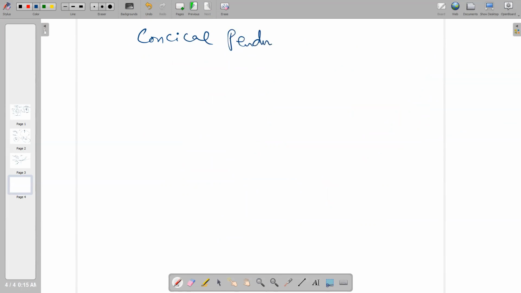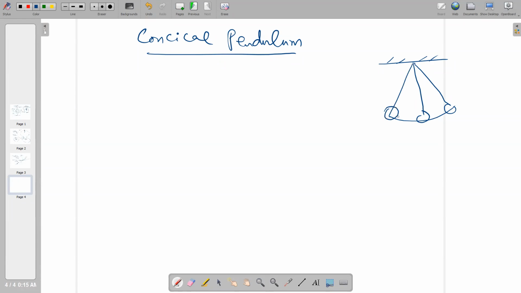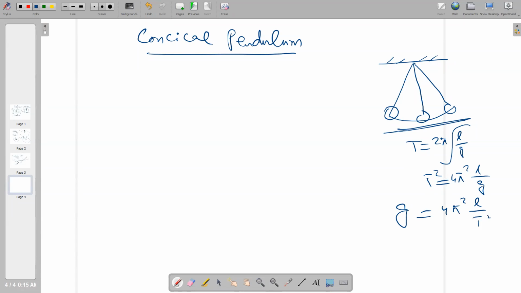Conical pendulum. Already you have studied it in your lab experiments. This is a simple pendulum. In a simple pendulum, you are moving the pendulum like this one. And you find the time period of this pendulum, T square is equal to 4 pi square L over g. And then you want to find the value of g, 4 pi square L over T square, and plot the graph between L and T square and then find the value of g by finding the slope.